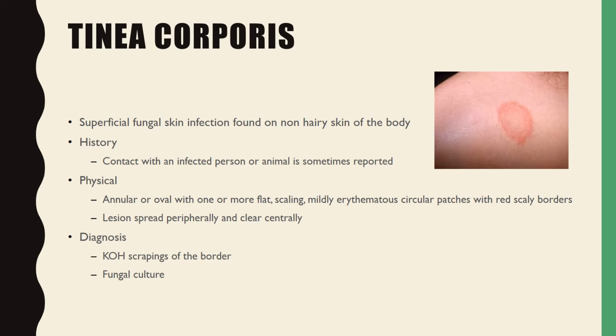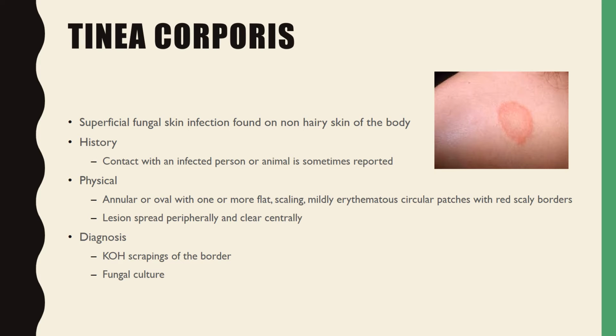Next is tinea corporis, or infection of the body, and this is a superficial fungal skin infection found on non-hairy skin of the body, and there's a good classic picture of it. You can see that hypopigmented area in the middle and that circular erythematous area. So for history, ask if they've been around someone infected or an animal who's been infected. For your physical exam, it's an annular or oval with one or more flat, scaling, mildly erythematous circular patches with a red scaly border, and I've talked about that clearing centrally.